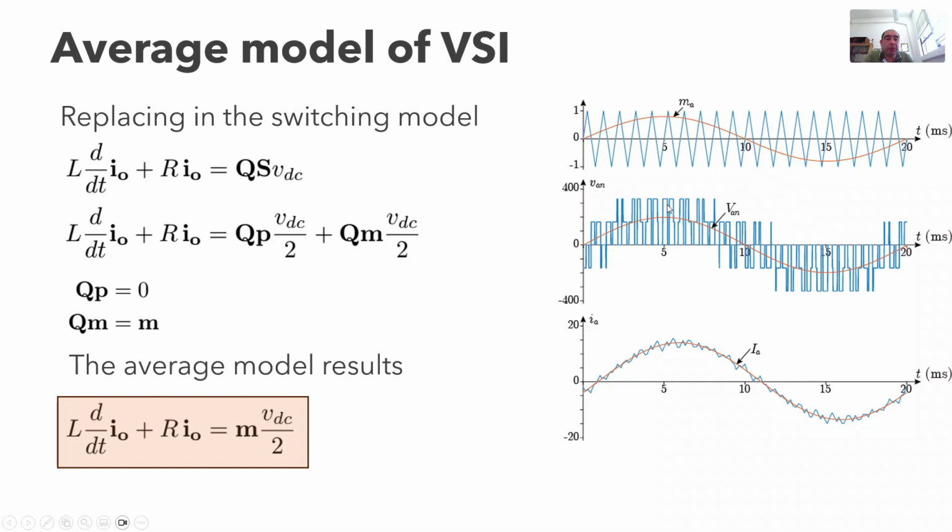In the switching model, you have commutative values for the output voltage and current with ripple, because the inductance and resistance react to these changes in the voltage. In terms of the average model, you have only sinusoidal voltage at the output and also sinusoidal current.